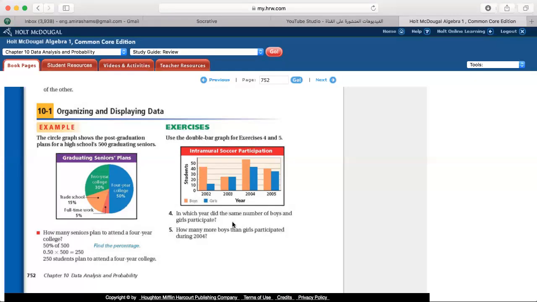In which year did the same number of boys and girls participate? Yes, excellent, Tala. In 2003. Did the same number, so I'm going to search for the same height of bars. The same bars are equal. The same bars have the same height.